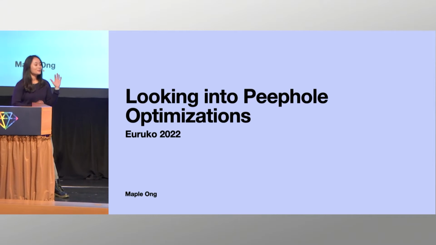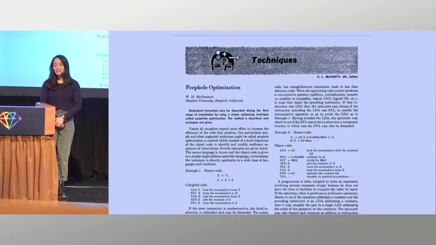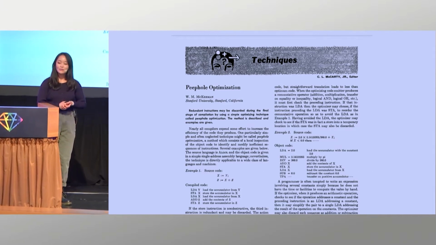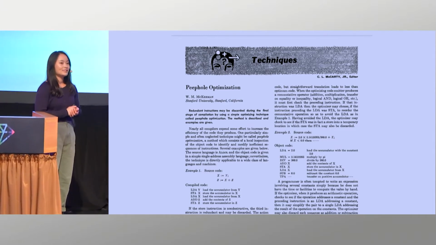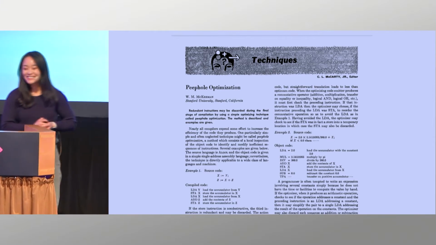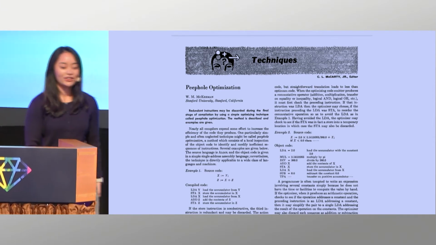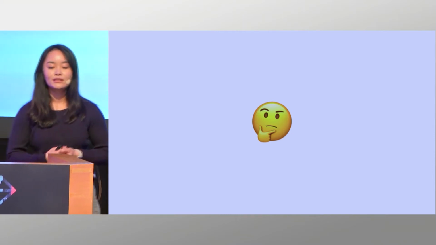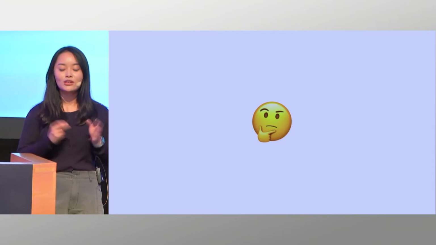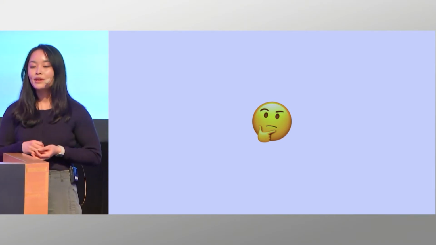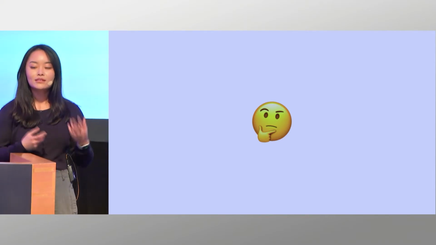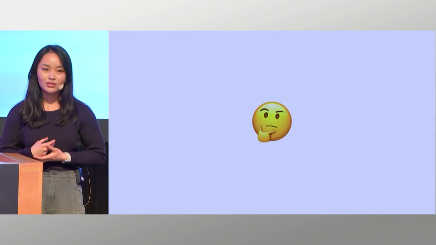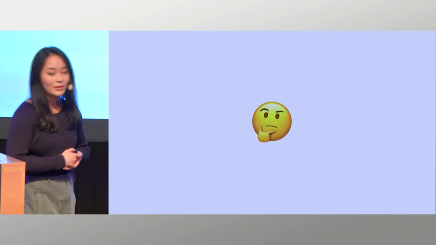So, looking into peephole optimizations. Peephole optimization is an established technique that was written about back in the 60s, which was a really long time ago. This is the earliest paper I could find on the topic. I think it's really interesting to learn such an established optimization, because it helps us understand how the system works overall, and it builds our foundational knowledge for future compiler optimizations.